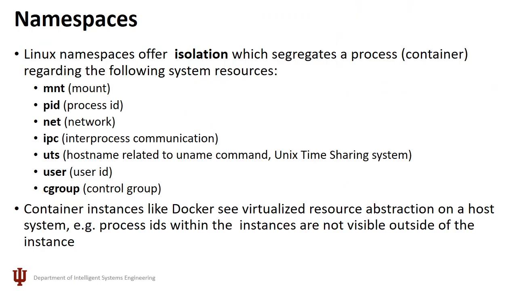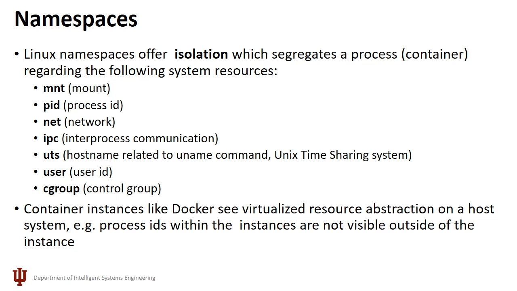Namespaces are super important because we can isolate the names and essentially the process in regard to system resources. This includes the mount points, which is MNT, the process ID, the network, the inter-process communication, hostname and uname activities in a Unix time-sharing system, the user ID, and then naturally the cgroups.